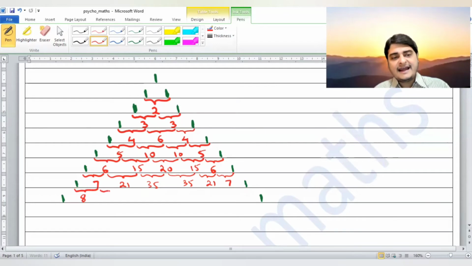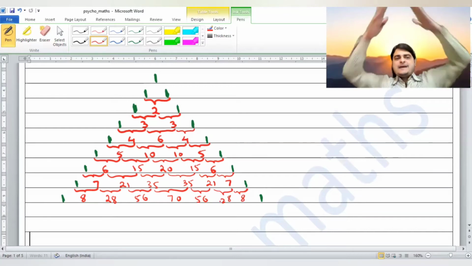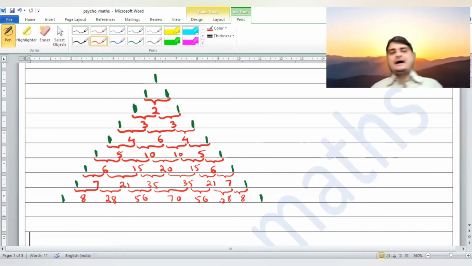Now see, this is 8, this is 28, this is 56, this is 70. This is again 56. This is 28. And see, this is again 8. And this way you keep on increasing the pyramid. Now let me show where it will help you. Now this is the coefficient, the first one which we have written. It is for (a plus or minus b) raised to 0.